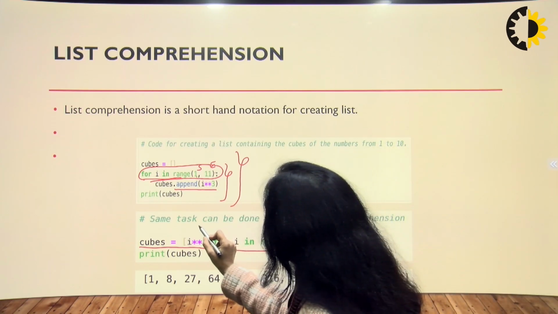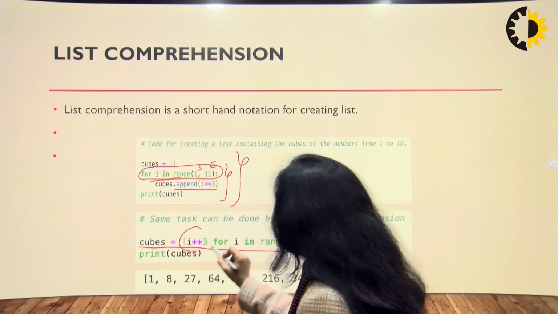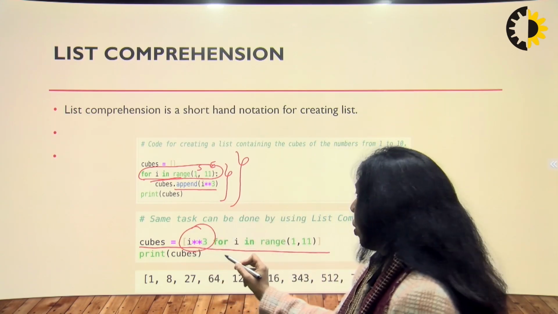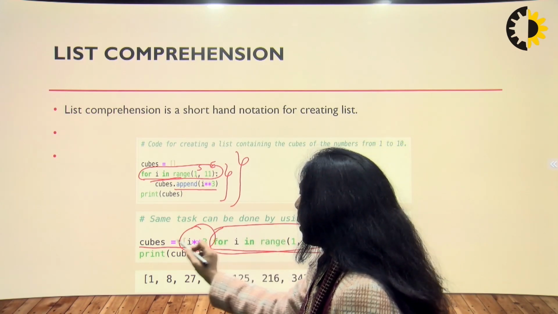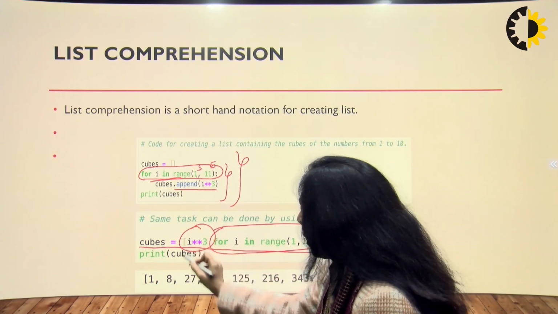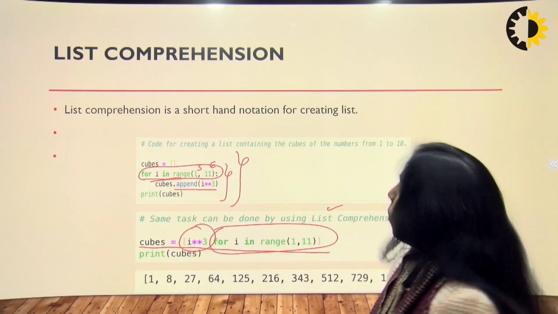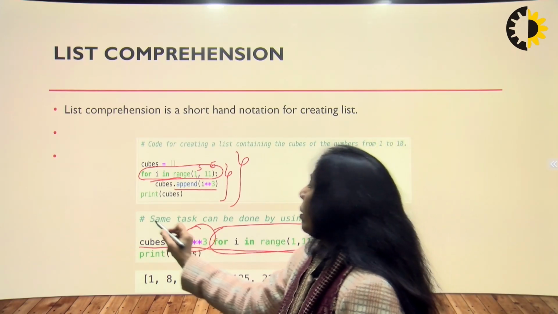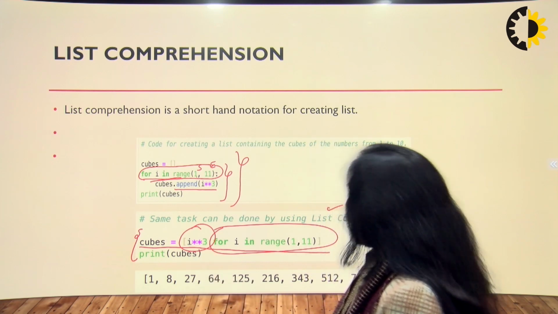That is, we can make our own list of cubes or any other logic by just using this looping concept inside the list. So, if we use the looping concept inside the square bracket list, that is called list comprehension. I will explain this particular thing in detail in my next video.